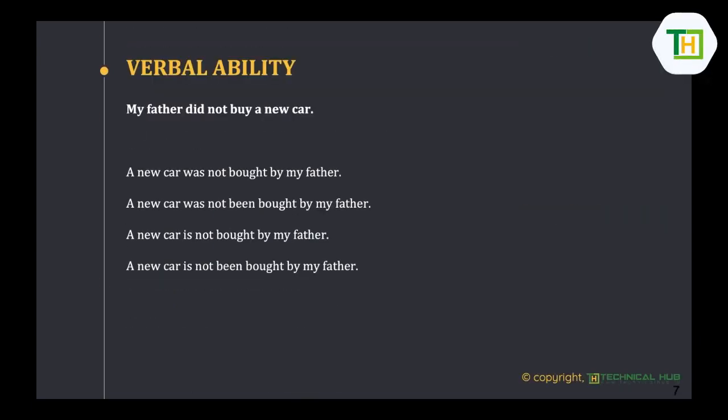My father did not buy a new car. This is change of speech. See, even in the verbal ability test, even in your examinations, they will not give you that this is parts of speech, this is tenses, this is change the direct speech into indirect speech. They'll not give you all these things there. You have to find it on your own. What is the correct one? What is the wrong one?